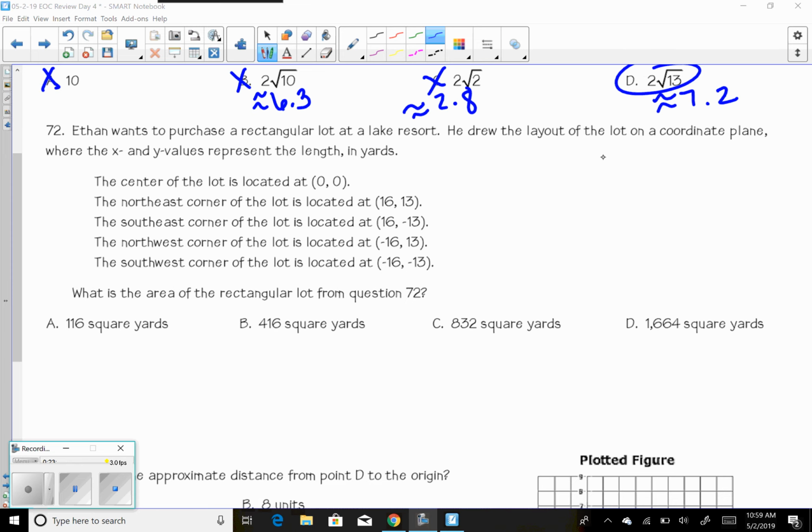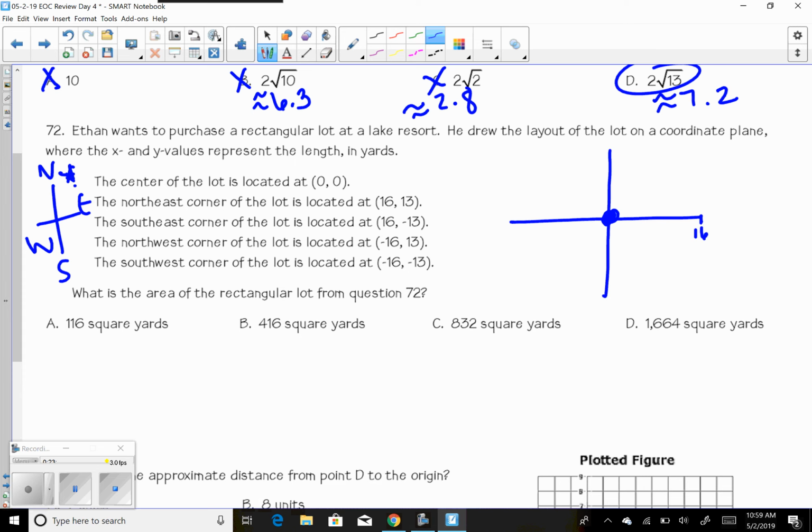Okay, so basically what's happening, my center is at 0, 0. Okay, so you need to know it's got some directions here, north, east, south, and west, right? All right, so it says the northeast corner, that's over here, this way, okay? Northeast is at 16, so we'll make that called 16 up to 13, okay? So there's that, 16, 13. Then the southeast, that's down here, is at 16, -13. Okay, we'll call that -13. It's down here.